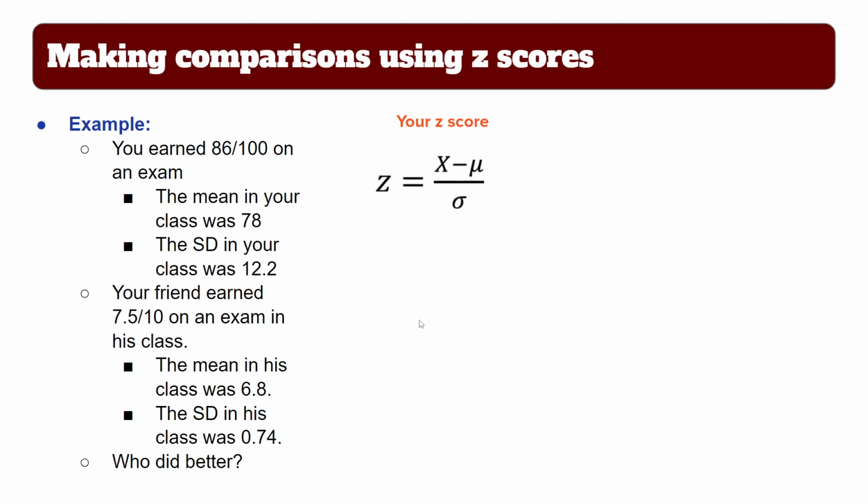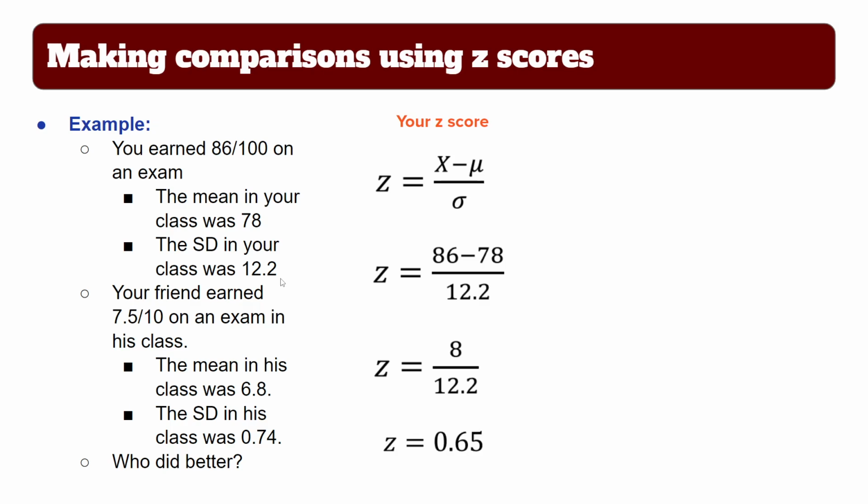The formula for z-score is z is equal to the individual or raw score, which is x, minus the mean, which is mu, divided by the standard deviation. So for your score, z is equal to 86, minus 78, which was the mean in your class, divided by 12.2, which was the standard deviation for your class. When you work out that math, you'll get 8 divided by 12.2, and rounded, you'll get about z is equal to 0.65 for your z-score.